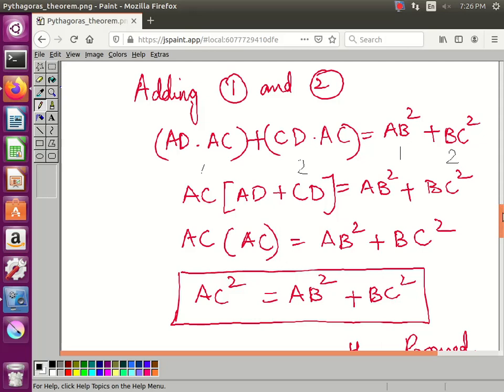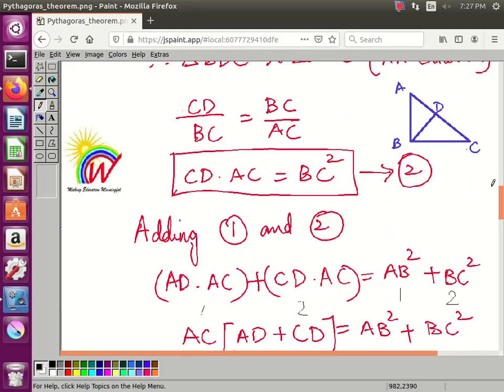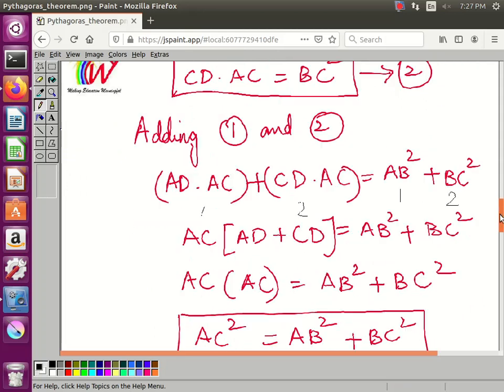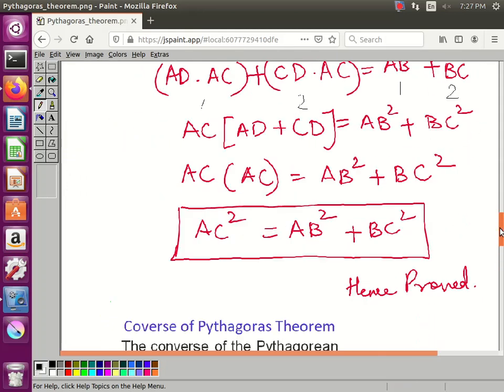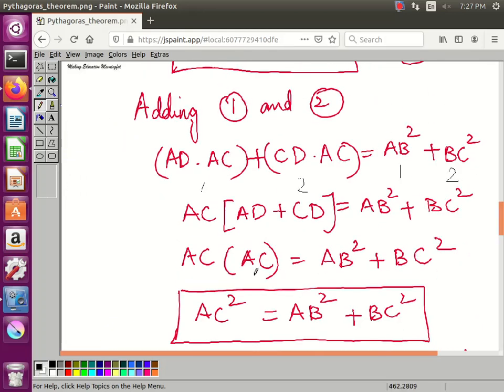AD plus DC is going to give you AC the whole, right? AD and DC added together gives you AC. So we get AC inside the bracket also. So now you have AC into AC on the left side is equal to AB square plus BC square. So AC into AC is AC square is equal to AB square plus BC square.